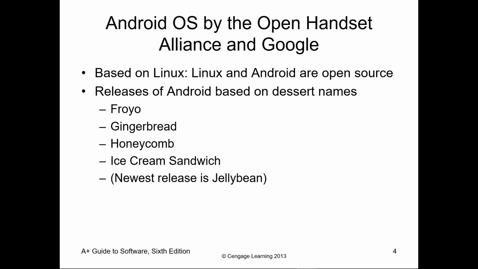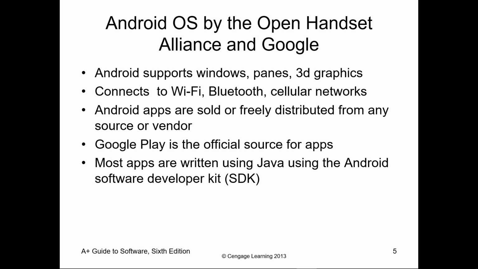Android OS is mainly by the Open Handset Alliance. They're backed by Google. It's Linux based and has some really funny names like gingerbread, honeycomb, ice cream sandwich. This shows the age of this PowerPoint. This is showing that the newest release is Jelly Bean, and that's not really true anymore. Android supports windows, panes, 3D graphics, all the general things that we've come to expect from our mobile devices.